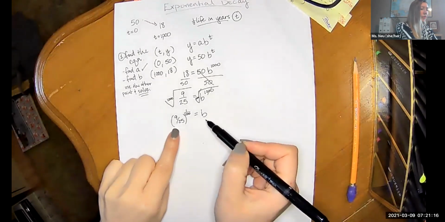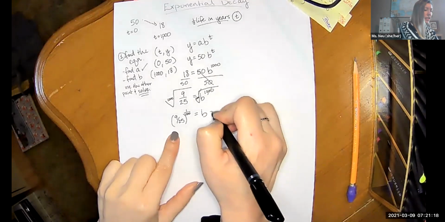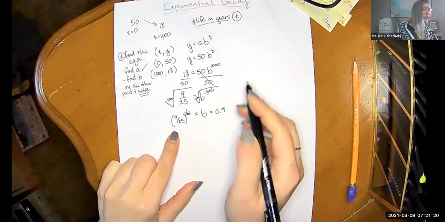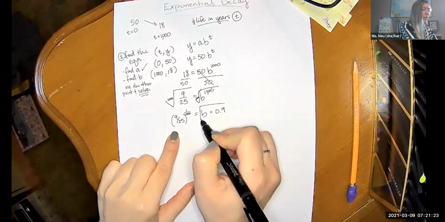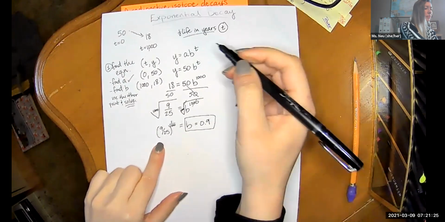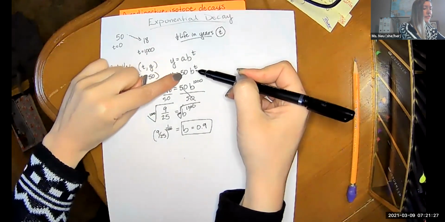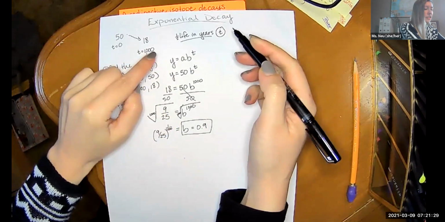Okay, so now B, I'm just going to say equals 0.9. Cool, I found B. So now that means that my equation has A as 50 and B as 0.999.